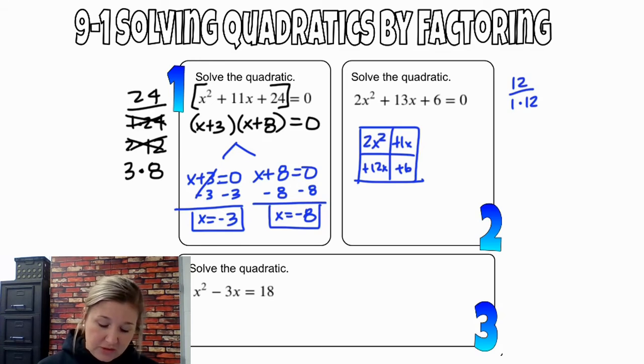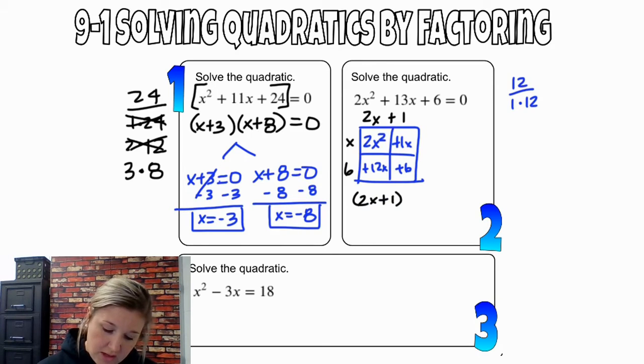So the greatest common factor for the left column is going to be 2x, and the greatest common factor on the right is going to be a 1. And then the greatest common factor on the top row is going to be x, and on the bottom is going to be 6. So my two factors are 2x plus 1 times x plus 6 is equal to 0.